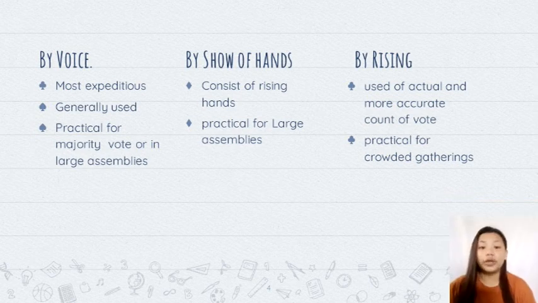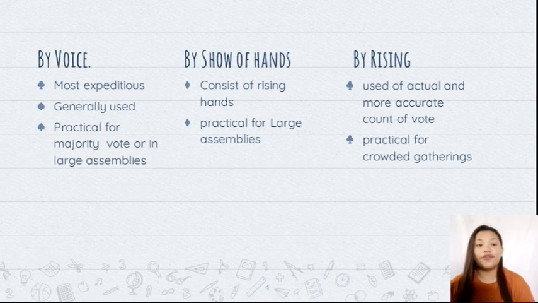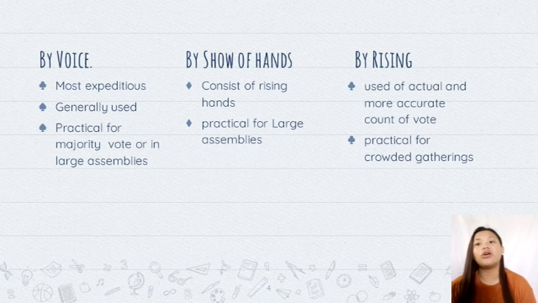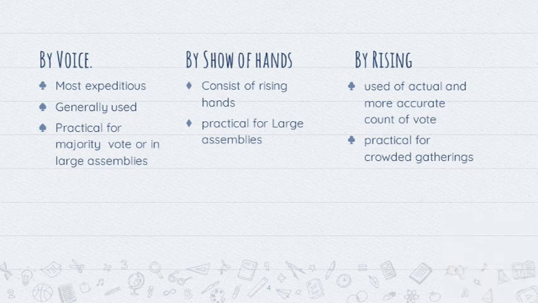So, for example, the chair could call on the question by aye for in favor or no for against. Next is by showing of hands. This consists of raising hands and is also practical for large assemblies. The chair would say, please raise your right hand for those who are in favor of the motion, and he would do the same for those who are against.